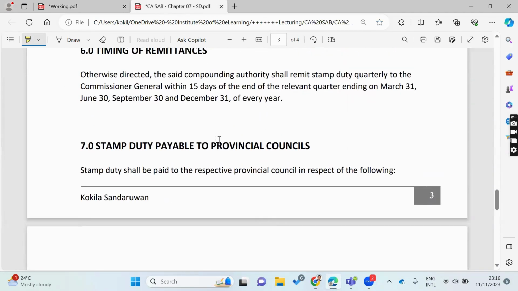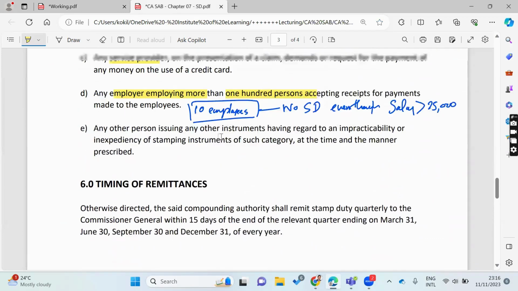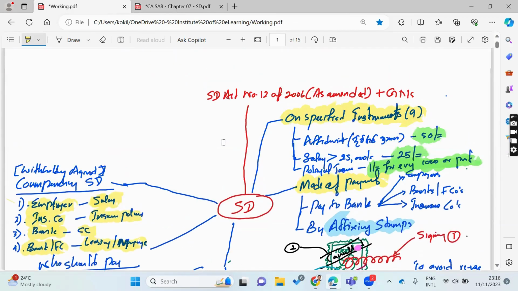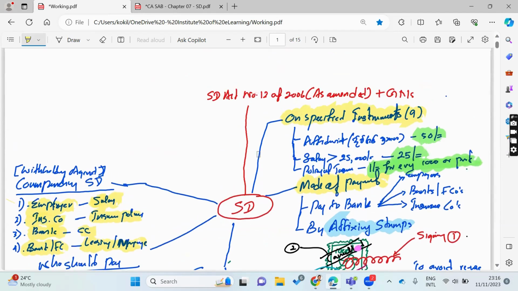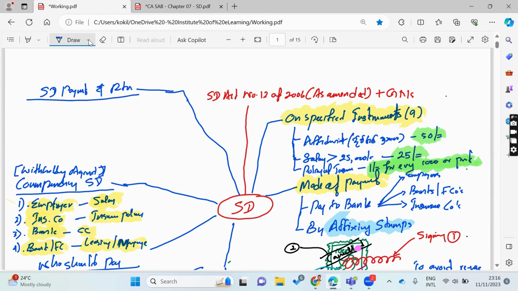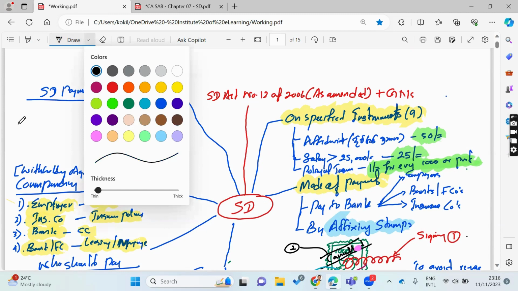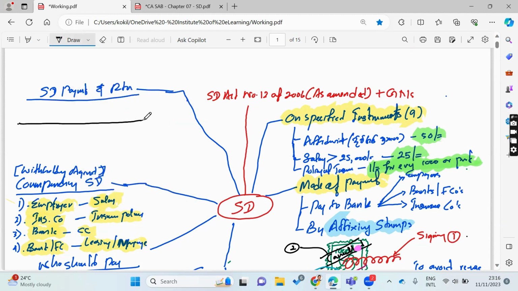Time of remittance, again important. Here, you need to pay quarterly, and you need to pay the payment as well as the return on the same date. The stamp duty payment and return are due on the same date. Let's take one quarter.